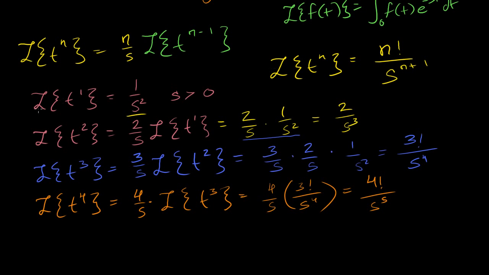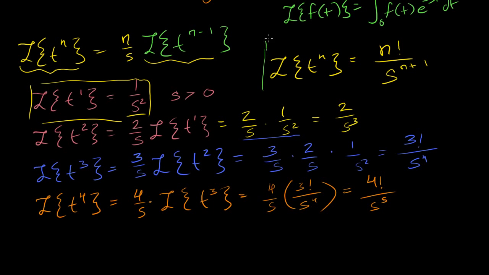We proved it directly for this base case right here, right? This is 1 factorial over s to the 1 plus 1. And then if we know it's true for this, we know it's going to be true for the next increment. So an induction proof is almost obvious, but you can even see it based on this. If you had to figure out the Laplace transform of t to the 10th, you could just keep doing this over and over again, but I think you see the pattern pretty clearly. So anyway, I thought that was a neat problem in and of itself. Outside of the fact that it'll be useful when we figure out inverse Laplace transforms, this is a pretty neat result.